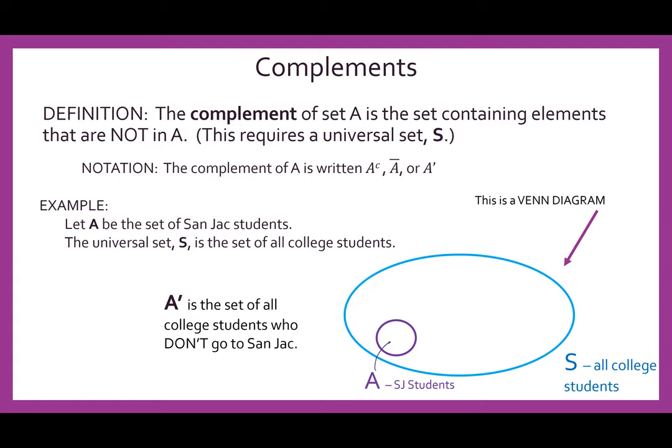So let's look at that. We've got a Venn diagram here. So blue circle S represents all college students. Certainly all San Jacinto students, since it's a college, would be a subset of all college students. And so A prime is just everything in S but outside of A. So this blue highlighted region represents not A or A complement.